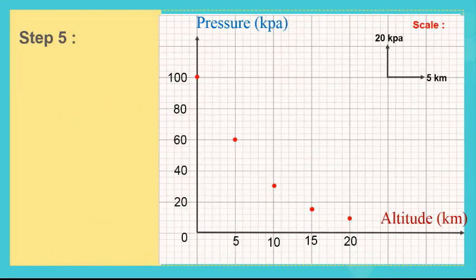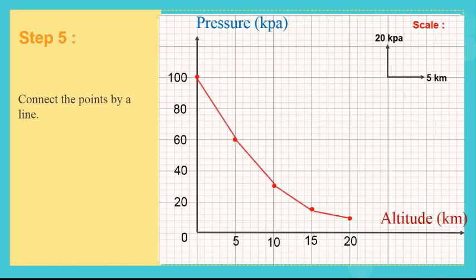Step 5. Connect the points by a line. This is the reason behind the name of line graph, so don't forget the joining of points at the end. Step 6. Give a title to the graph as in the case of a data table.